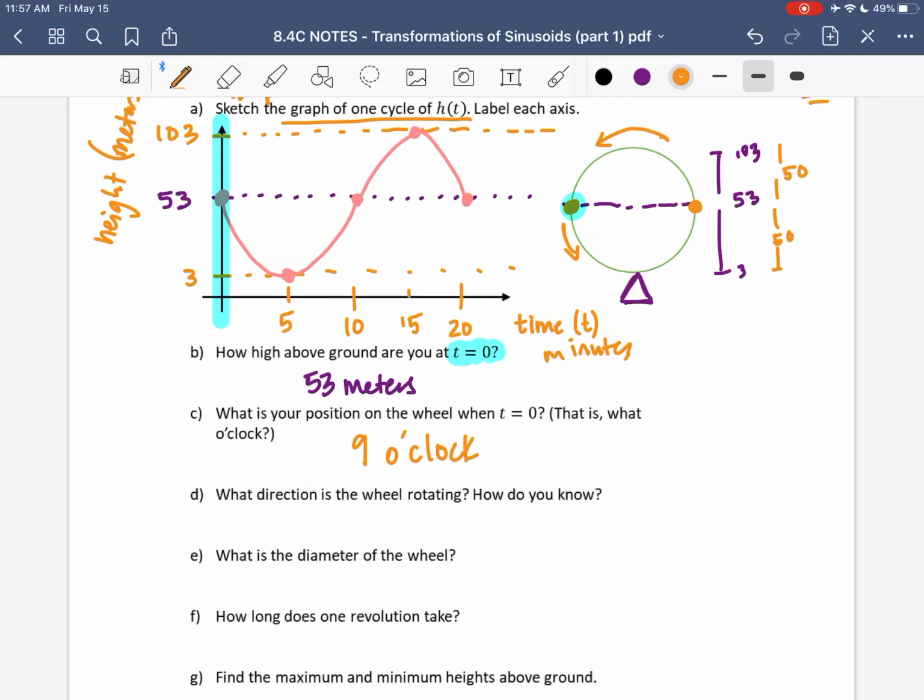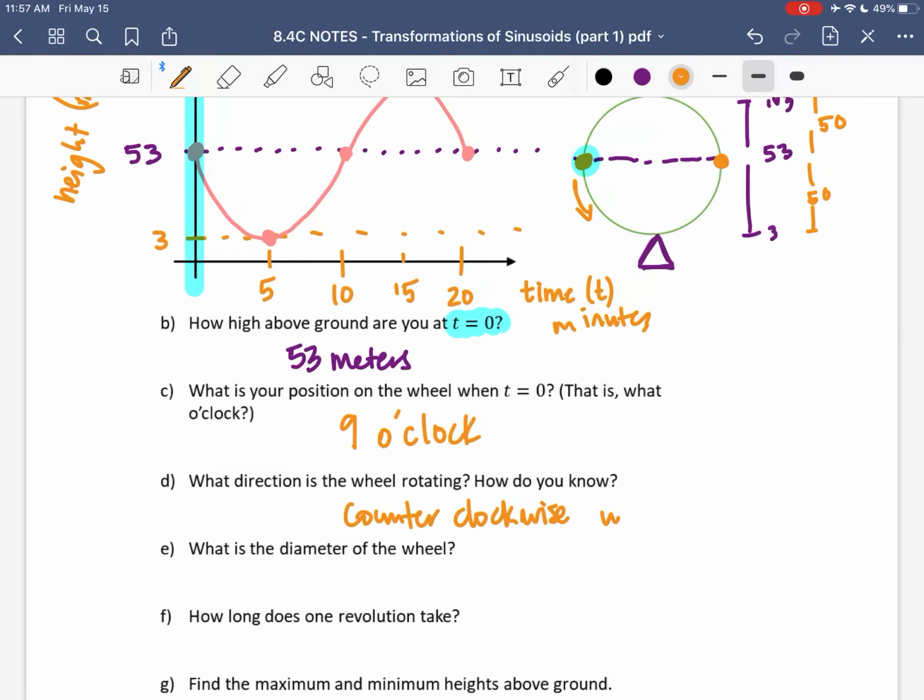What direction is the wheel rotating? How do you know? Oh, well, I said counterclockwise, because we're about to go down.